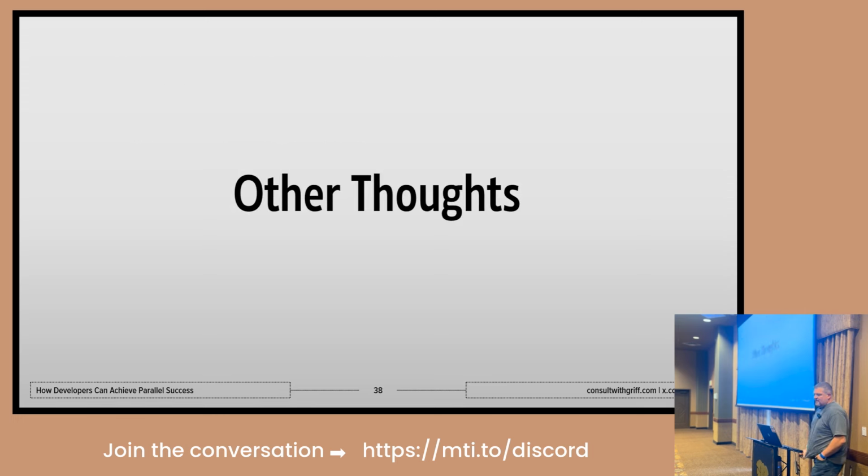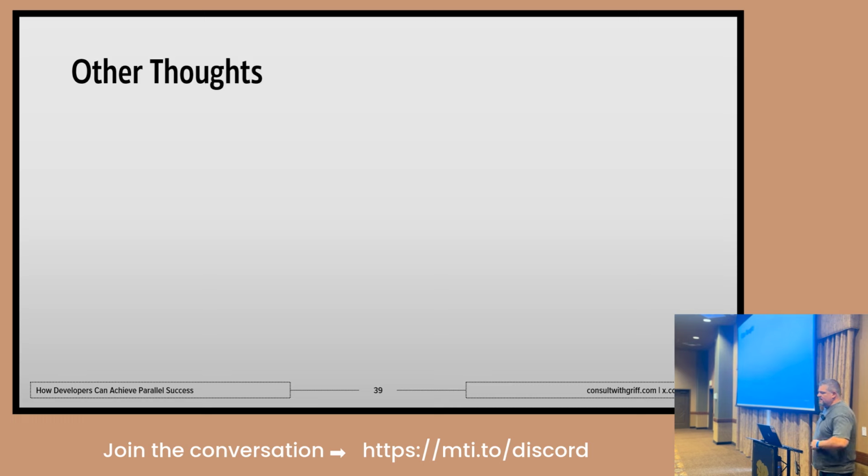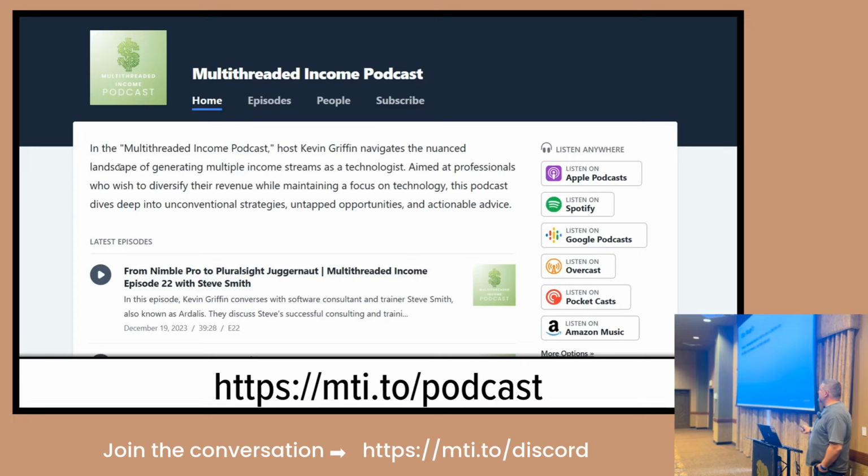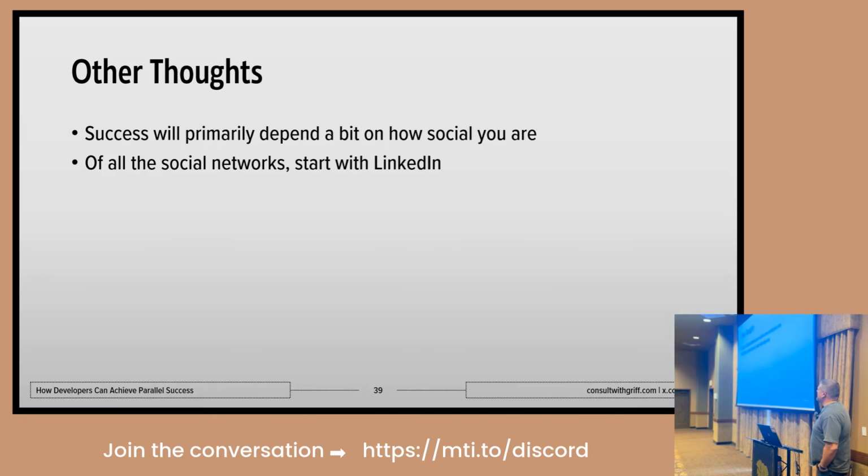The other thoughts, the biggest place to start is all this begins with your network. So a lot of success in consulting, products, books, courses, whatever, starts with how social you are. And it doesn't mean that you have thousands of followers on Twitter. It just means maybe start with LinkedIn. There are multiple people on the Multithreaded Income podcast that will tell you, start with LinkedIn. It's not Twitter, thankfully, but it's a good way to kind of build your network and put out some content so people know who you are. People are more inclined to give money to people that they know and people that they trust. And if you can build some sort of that trust socially, people are more willing to give you money.